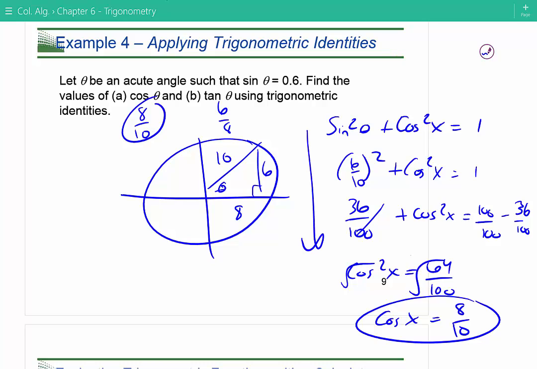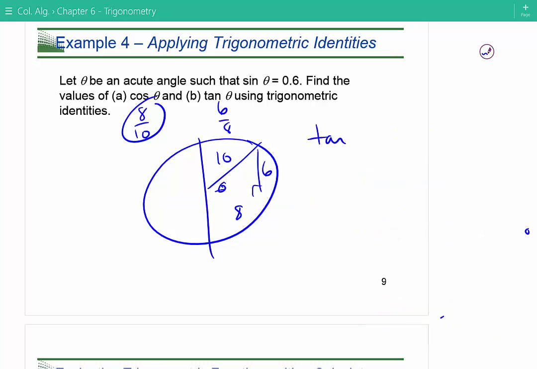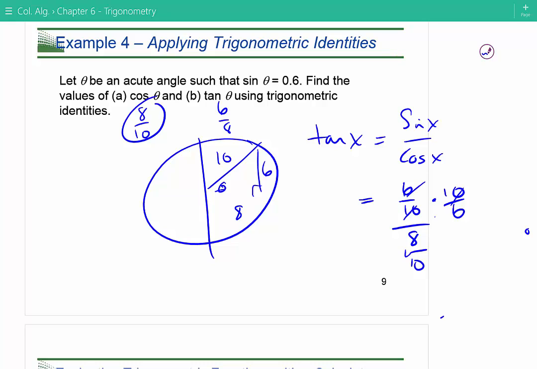They also want us to find tangent, and tangent's going to be easy to find now that I have cosine and sine, because it's just sine over cosine. So in this case, sine was 6/10, and cosine is 8/10. So I can multiply by 10 over 8 instead. The 10's cancel, and I get 6 over 8. And I can simplify that, as 2 goes into this 3 times, it goes into this 4 times, so 3/4 for tangent.